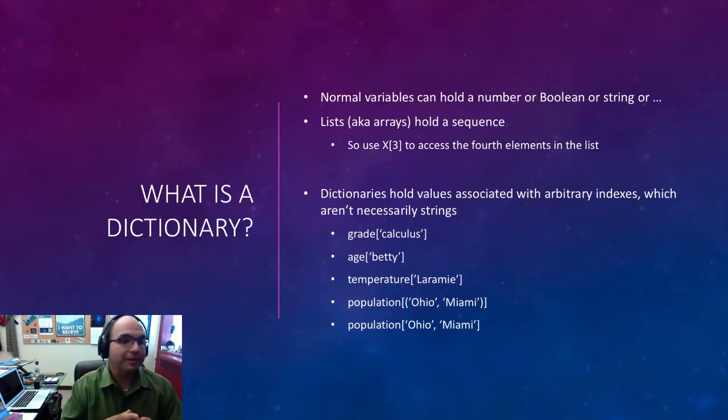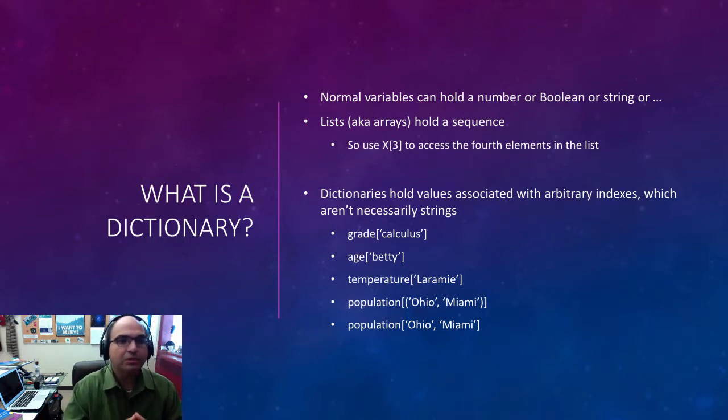Now we also talked about lists. They're also called arrays in some other languages. They're basically the same thing. And what lists do is they hold a sequence of values. So for example, if x is a list, you can talk about x[3], and what you're doing is accessing, here's where you have to be careful, the fourth element in the list, right?